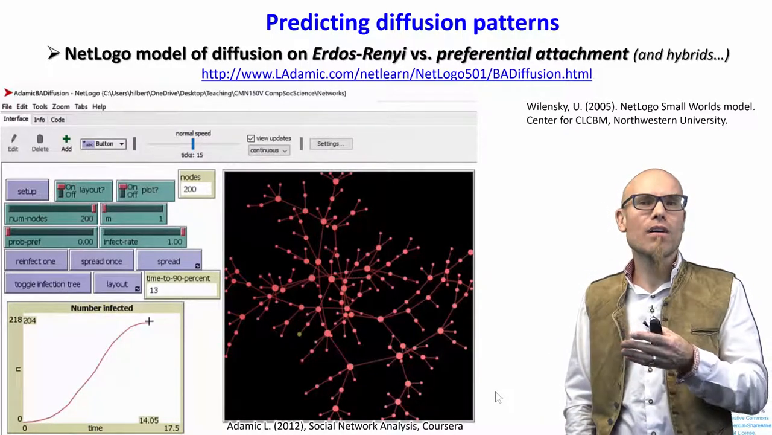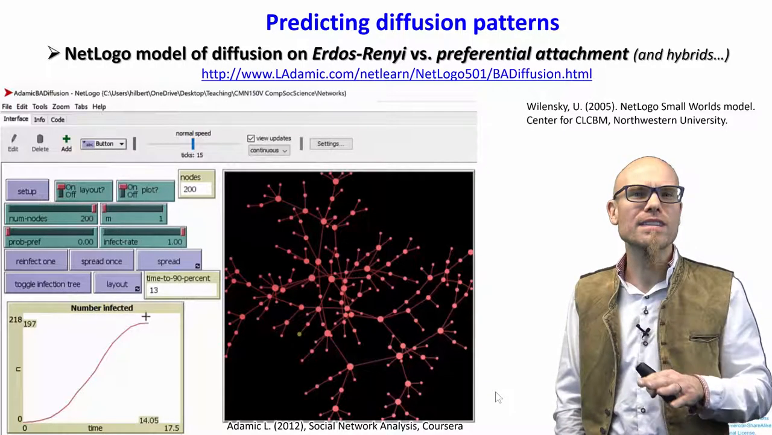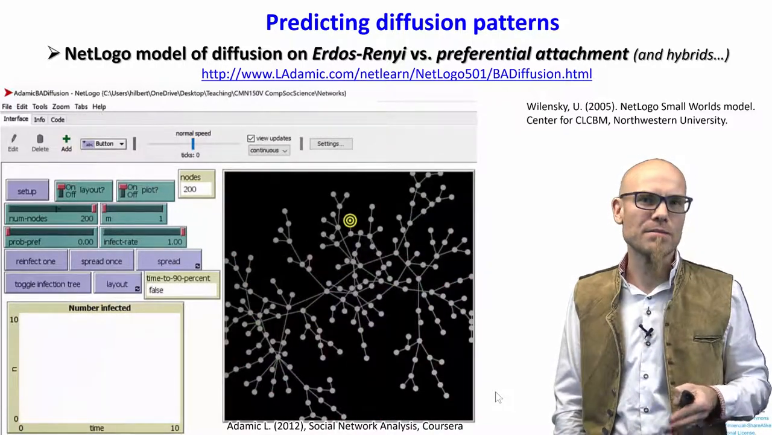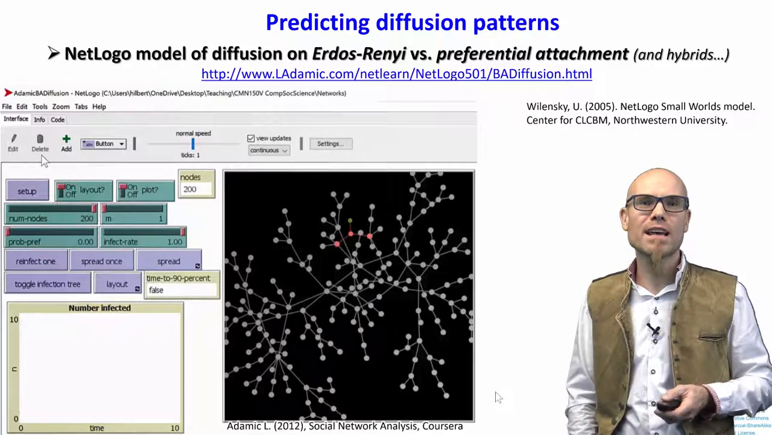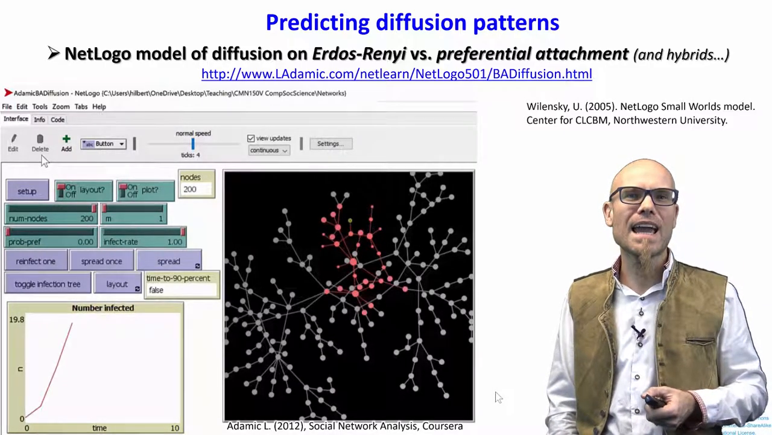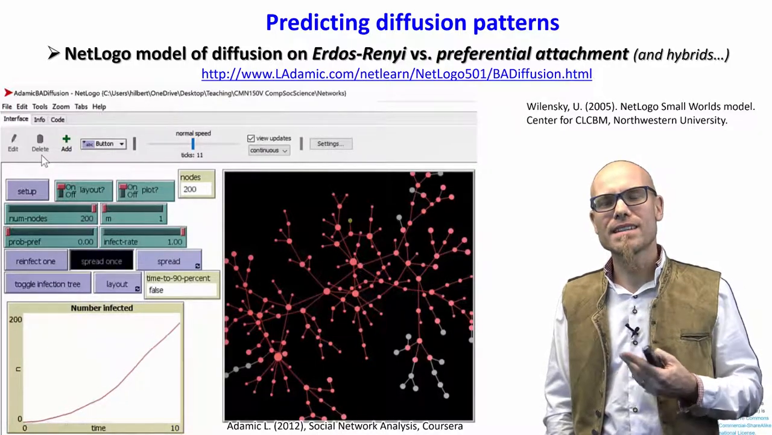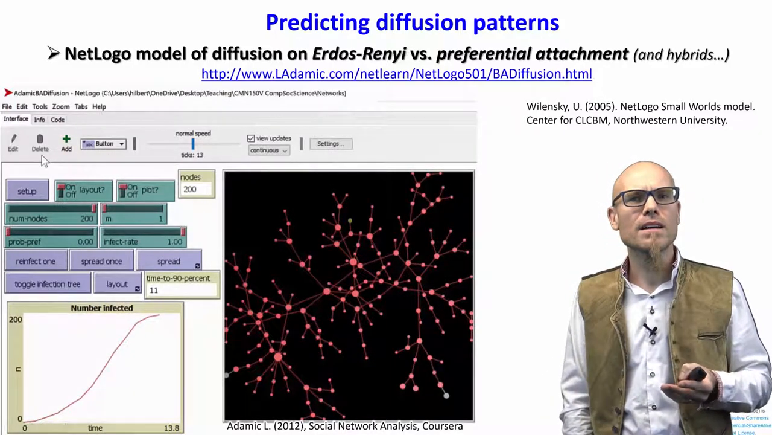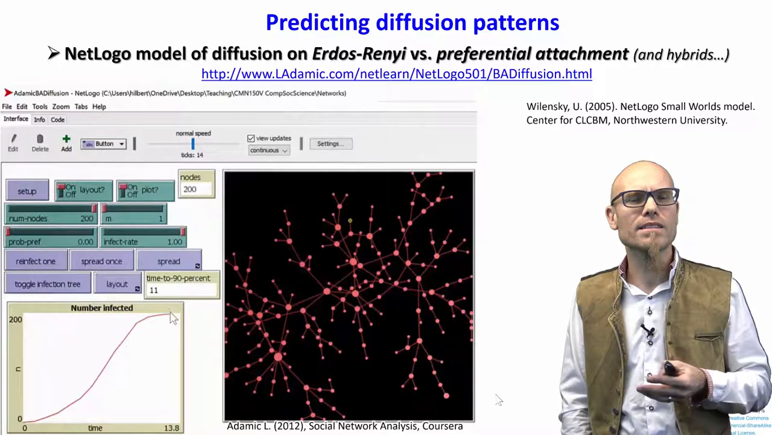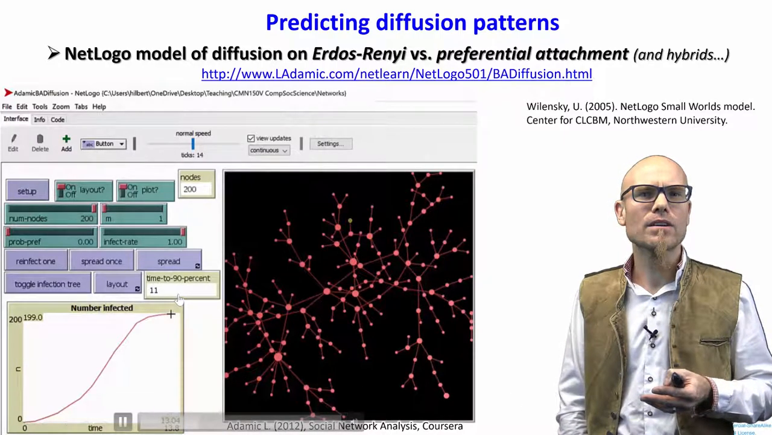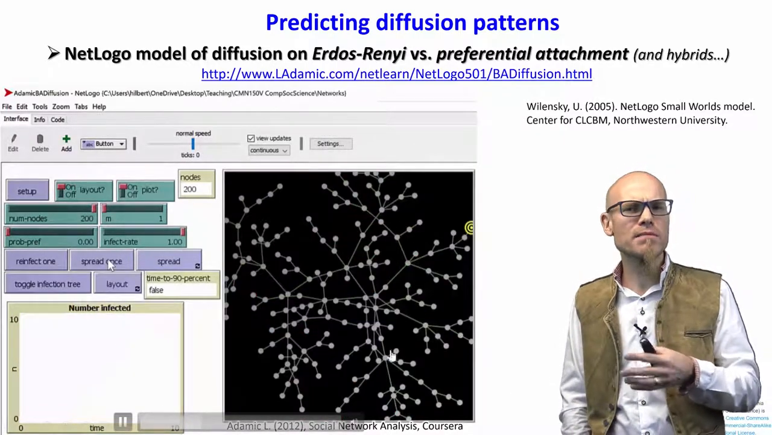And now we see, okay, there's still one left. Now we went through the entire network and it took 14 time steps. We can see that here in this diffusion steps curve. Let's do that again and see how many time steps we need now to infect the entire network. We can see we're almost there. There's still one here. How long did it take? 13. Pretty similar, a little different.